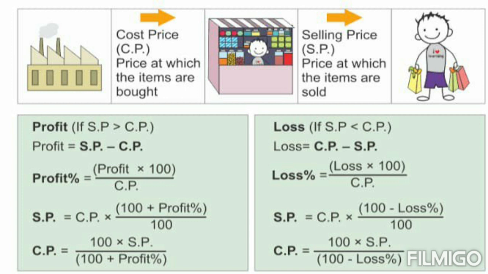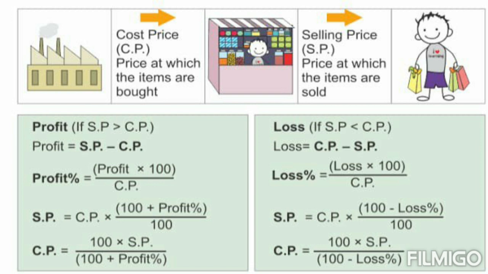Now we know that profit is equal to selling price minus cost price. Profit percent, we have learned, is profit upon CP into 100, and similarly loss is equal to CP minus SP. Loss percent is equal to loss upon CP into 100.